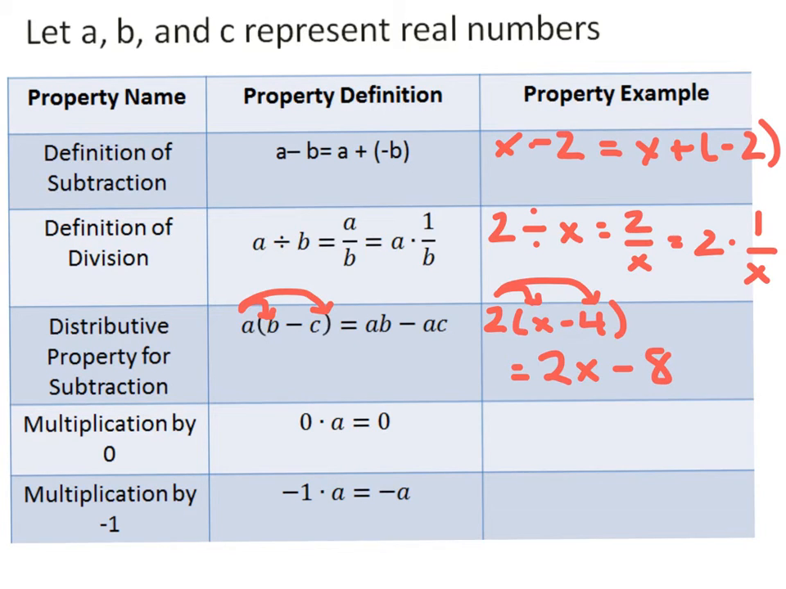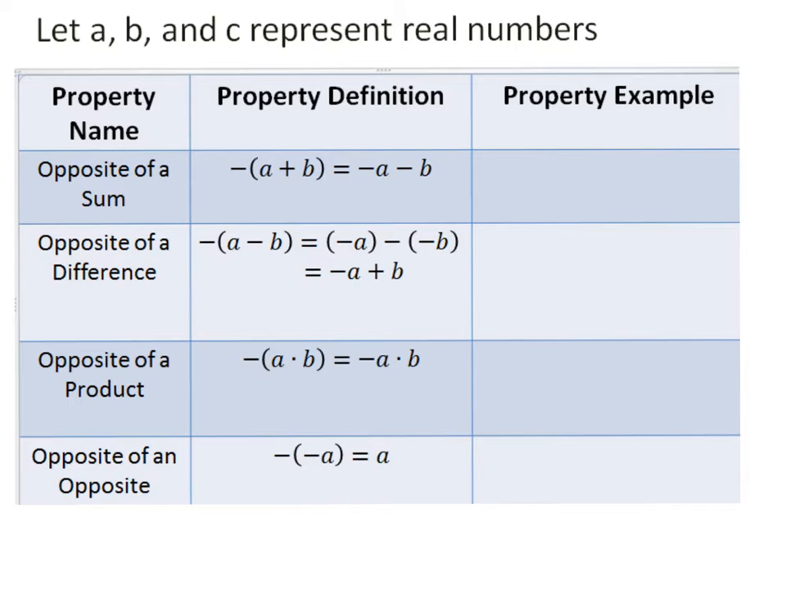The multiplication by 0 property says that 0 times a equals 0. So if we did 0 times negative 2, it would equal 0. Multiplication by negative 1 says that negative 1 times a equals negative a. So negative 1 times 3 would equal negative 3.